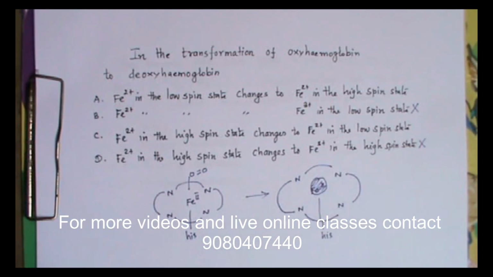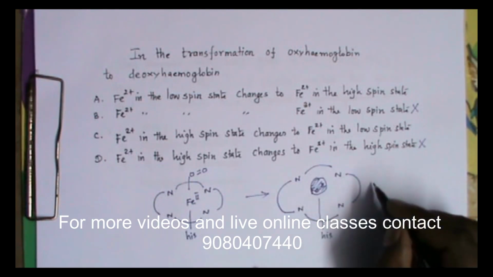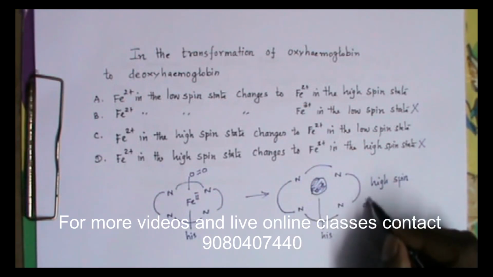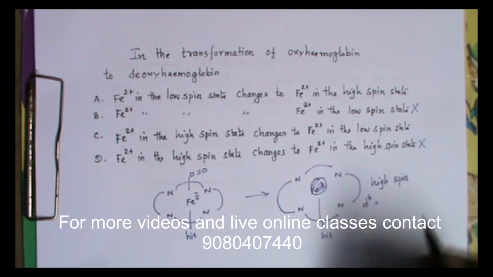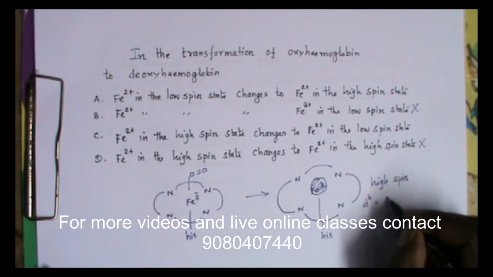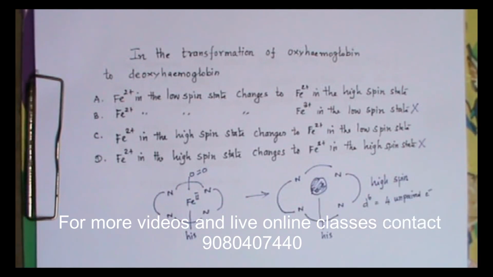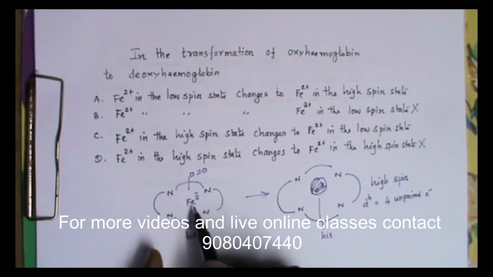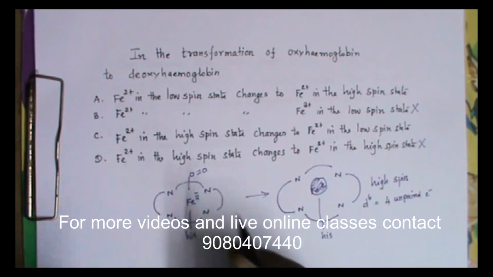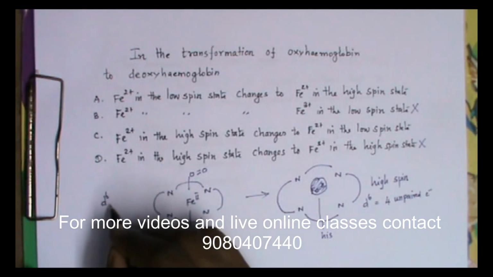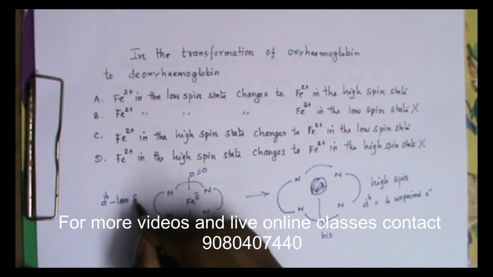In deoxyhemoglobin, when oxygen is not attached to Fe2+, Fe2+ will be in the high spin state. It will be a d6 system. If you place the 6 electrons in 5 orbitals, there will be 4 unpaired electrons. So this is a high spin system. Once the oxygen is attached to Fe2+, the pairing takes place. Again it is a d6 system, but it is a low spin complex.